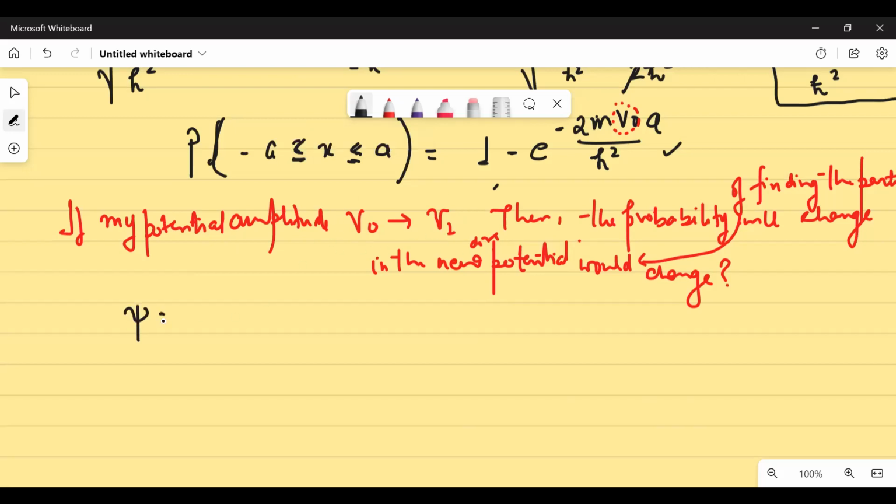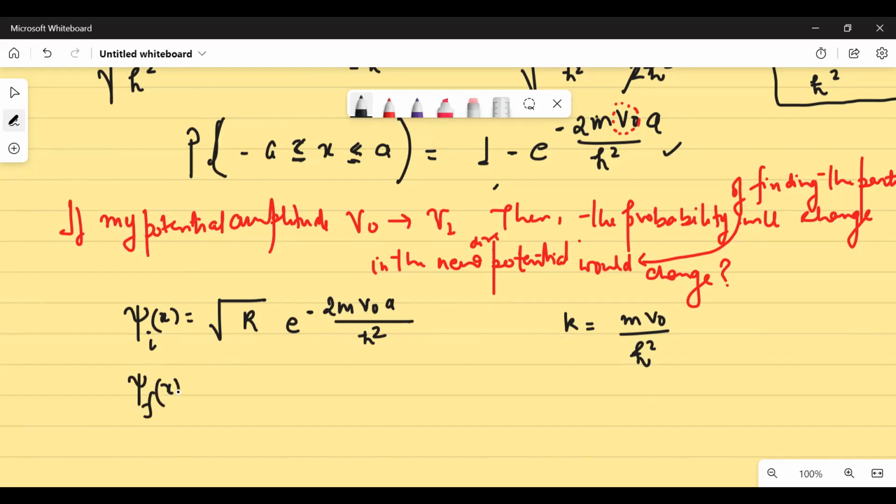So let us first find what is psi of x. So psi of x is given by root over k e to the power minus 2m V0 a upon h bar squared. So let's say this is your initial wave function, and this k is equal to m V0 upon h bar squared. Now, if my psi final is given by, because let's say my amplitude changes to V1, now my k would change, and it would become root over k1. I will write k1 here as m V1 upon h bar squared, e to the power minus 2m V1 upon h bar squared, and then this will be a.